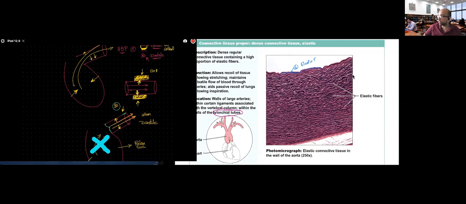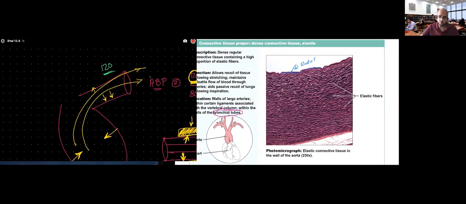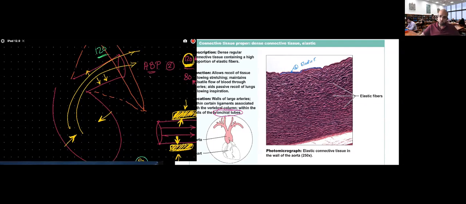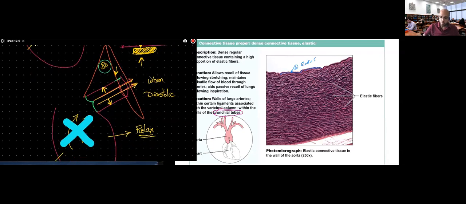Due to the presence of what kind of connective tissue in the wall of your large arteries? Elastic connective tissue. How? When I contract, what happens? The large arteries will expand like this, like a balloon. And then when I stop contracting and I start to relax, what's going to happen to the wall of those arteries that have a dense elastic tissue? Those expanded arteries will recoil back to their normal size.